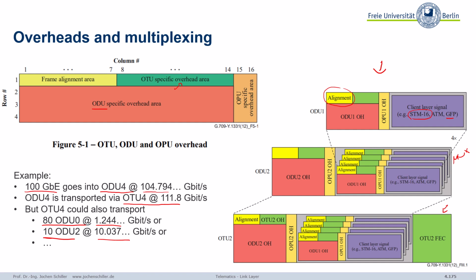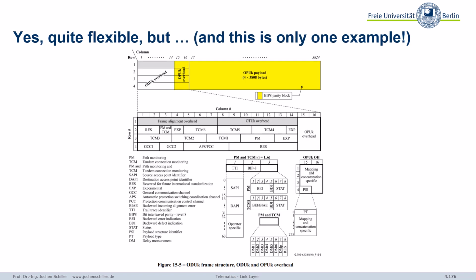So this is very flexible, and please go ahead, look into the standard, and this shows you many of these options just to give you a first impression of what you can do. When you look in the standard and ask, okay, where do I find my data? Well, in the end, your data is somewhere in here, but you'll find many more additional fields that are important, for example, for path monitoring.